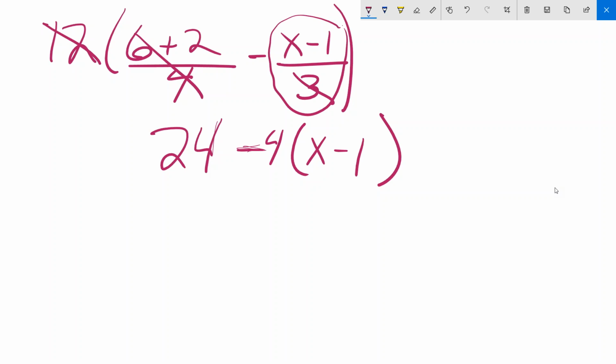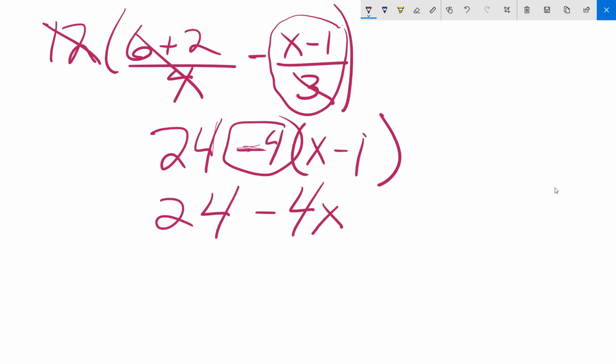And the reason it's so important to use parentheses is notice this thing is going to come out to be plus 4. If I did not have parentheses there, it would come out to be minus 4. Now, finish distributing it. So it'd be 24 minus 4x minus 4. Oh, minus 4 times minus 1 is? Oh, positive 4. That's why the parentheses were needed. Absolutely. Take away those parentheses and you do get a minus 4. But with the parentheses, you don't.